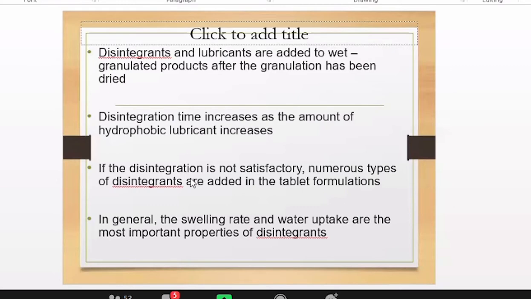If disintegration is not satisfactory, numerous types of disintegrants are added to the tablet formulation. So if you find that you're having problems with disintegration, then you can either consider increasing the concentration of the disintegrant, or you can switch to different types of disintegrant. In general, the swelling rate and water uptake are the most important properties of disintegrants. So if you want to have effective disintegration, you need to have a look at the materials that swell and take water quite easily.